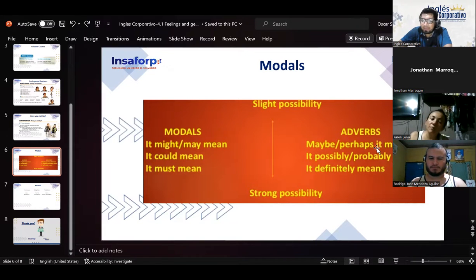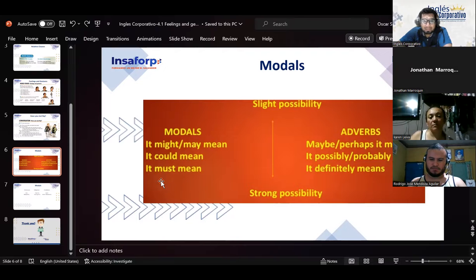Now, one difference that exists between the two is that modal verbs are going to be located as the main verb in the sentence, so it's going to be right after the subject. Adverbs, on the other hand, can sometimes be placed at the beginning of the sentence, like in the case of maybe and perhaps. Then there are other adverbs like possibly or probably or definitely that are placed on the same location as you will place a verb, which is right after the subject.